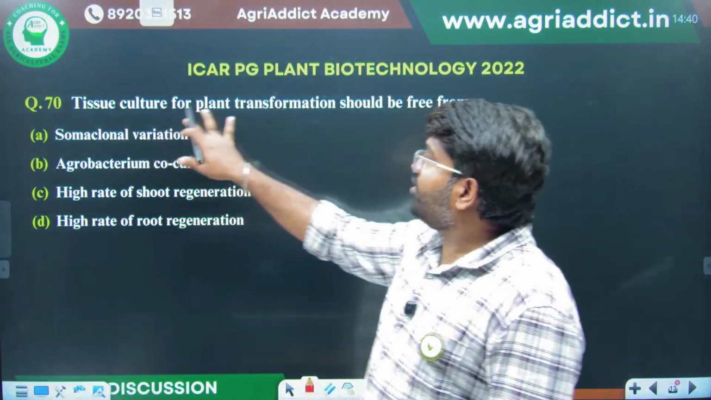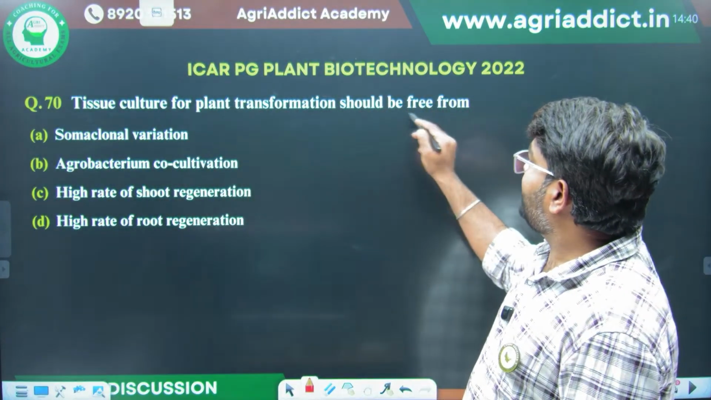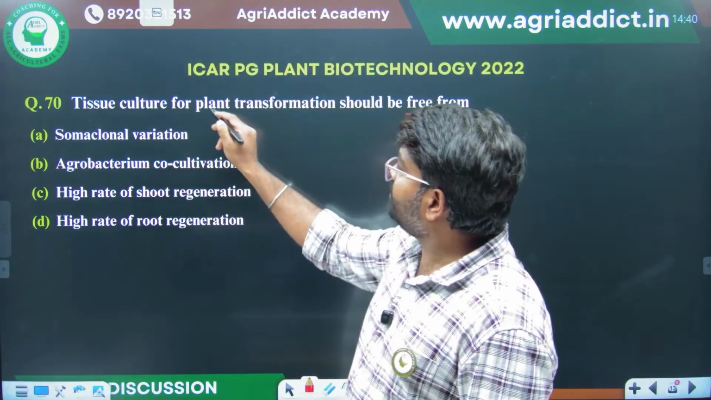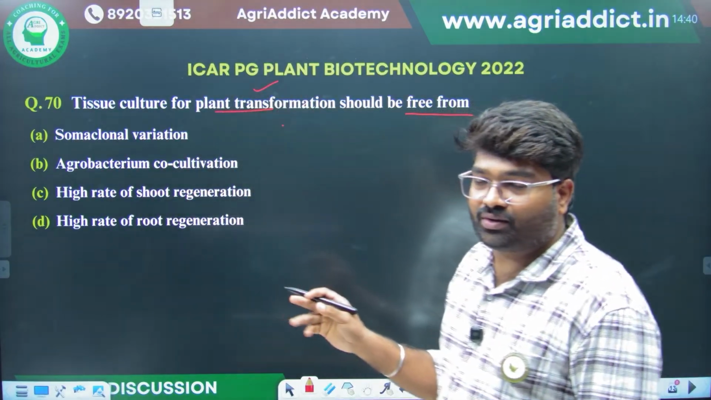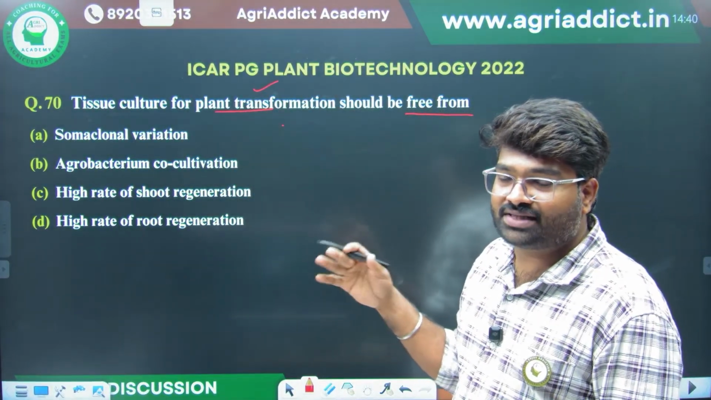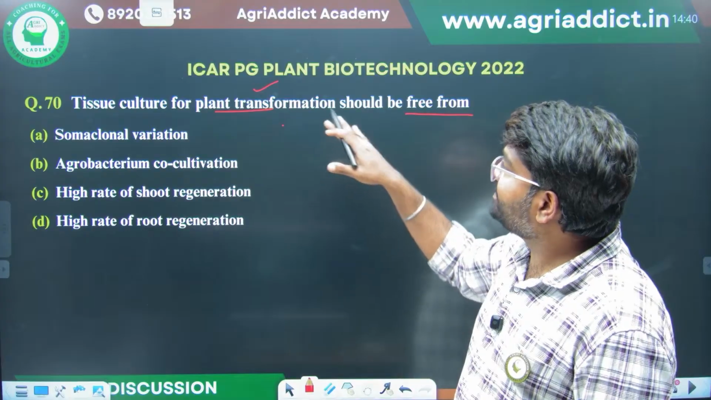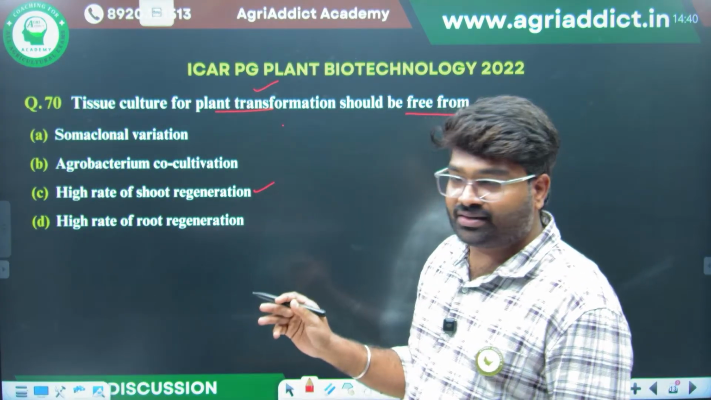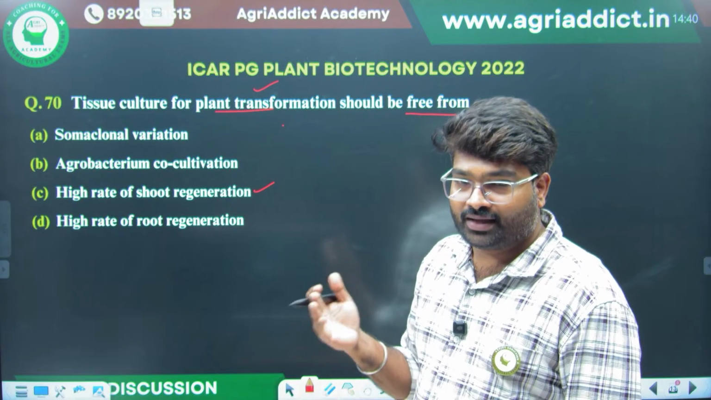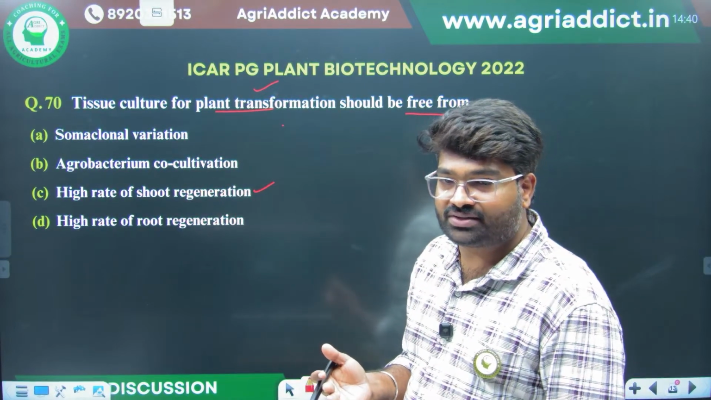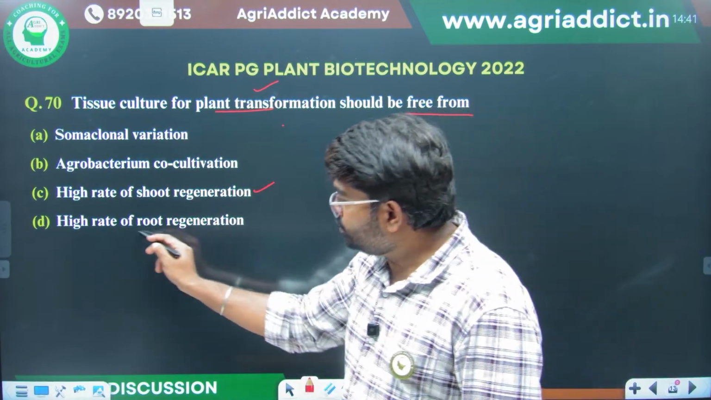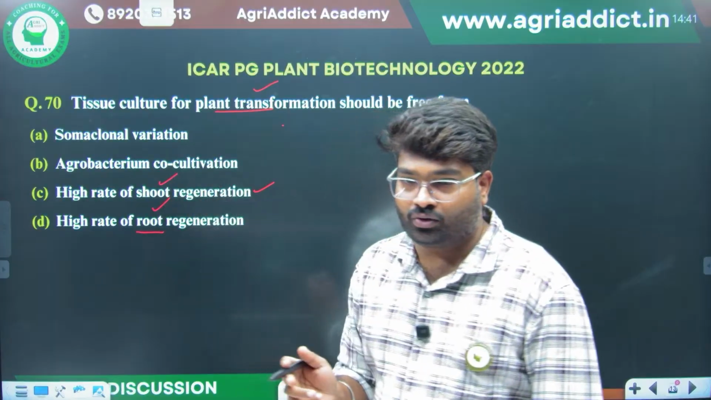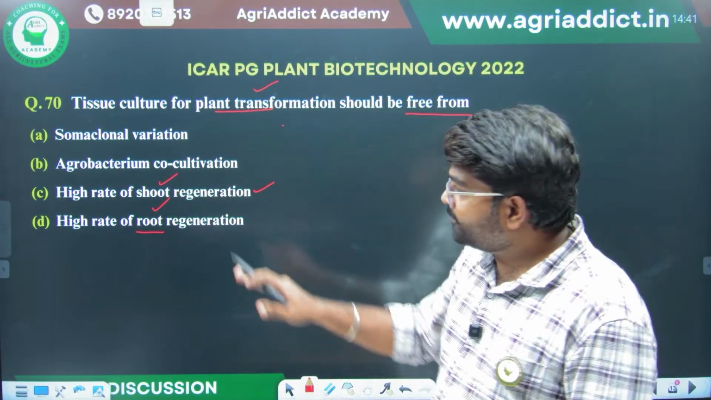Tissue culture for plant transformation should be free from. They are saying tissue culture for plant transformation. Tissue culture means what? We are taking our explant, we are generating the plants from there. Okay, that should be free from what? First thing, a high rate of shoot regeneration should be there. Yes, there should be a high rate of shoot regeneration. Roots also should be regenerated more. Okay, these two are correct.